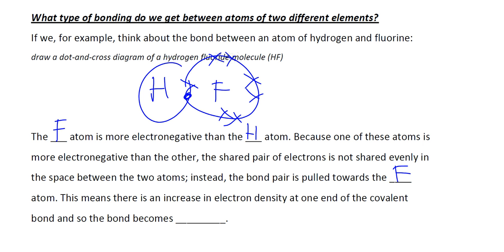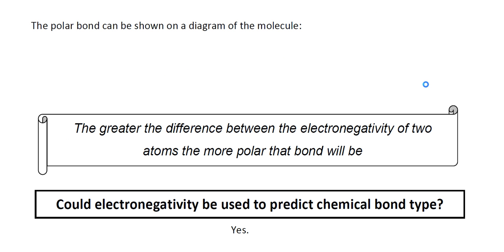So that means that there is going to be a build-up of electrons on the fluorine side of the molecule. The bond pair is being pulled towards the fluorine. So there's going to be a build-up of electrons on the fluorine side, and a decrease of electrons on the hydrogen side. So the bond becomes polar. Okay, the bond is becoming polar. One end is becoming slightly positive because it's losing electrons, and the other is becoming slightly negative. It's gaining the electrons.